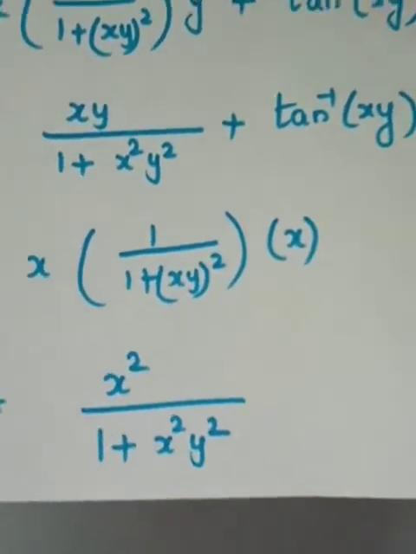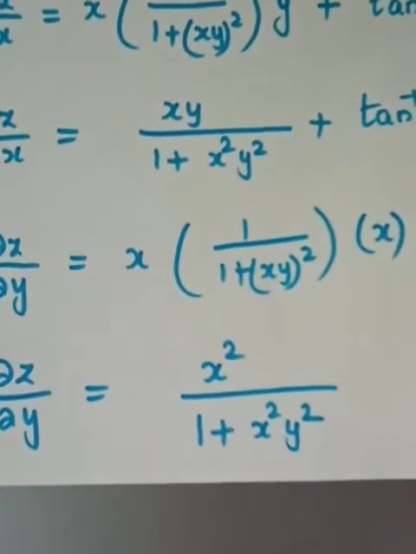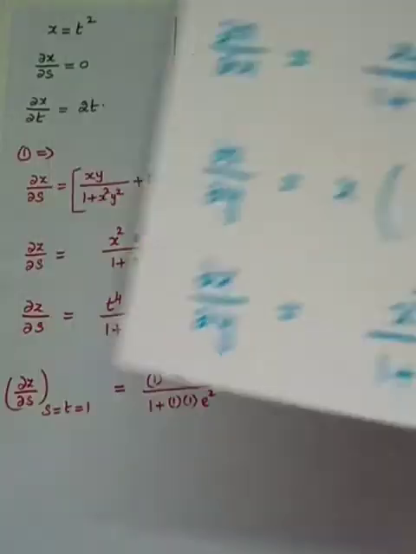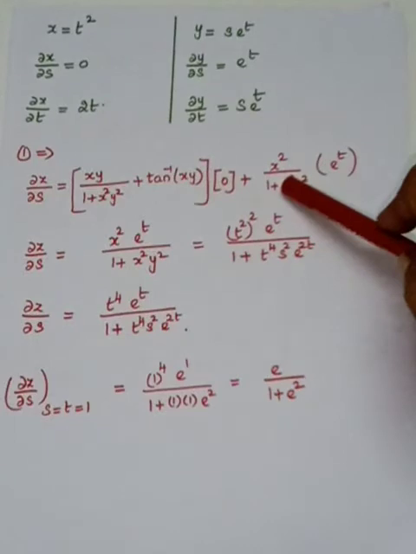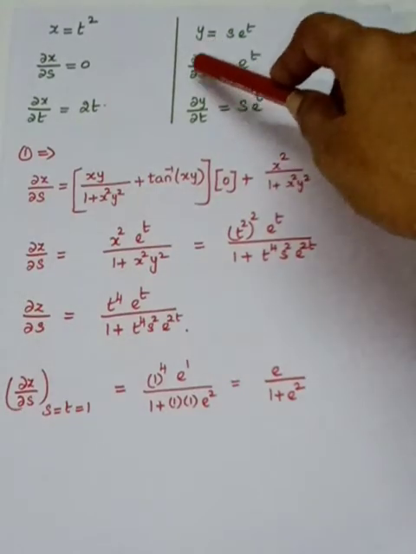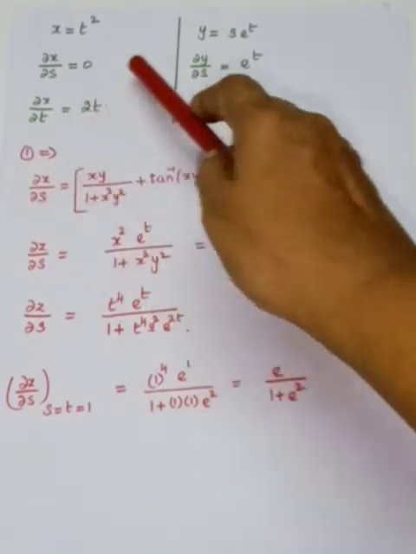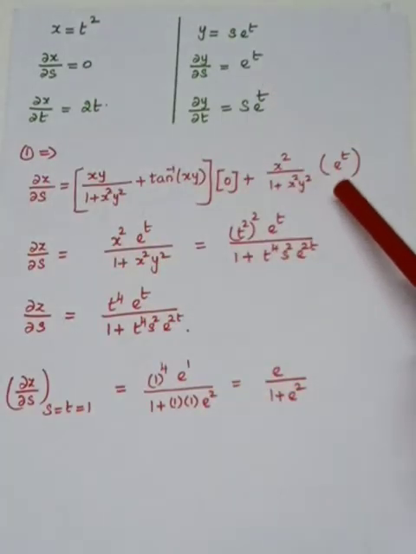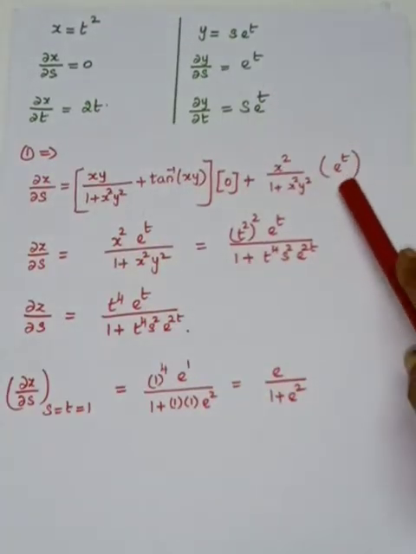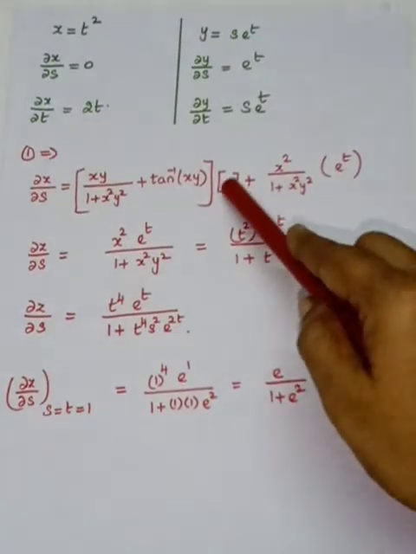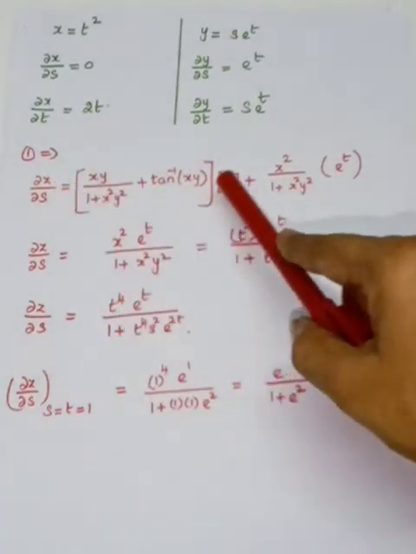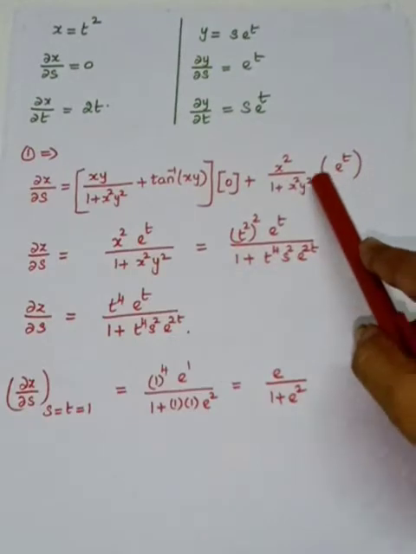We have found it is x squared divided by 1 plus x squared y squared. So it is written here, into what? Dou y by dou s. Here, if you are having s, you have to write only the partial derivatives with respect to s. So it is e power t. Okay, so here you are having 0, so the first term will become 0. Here you have to write this term.